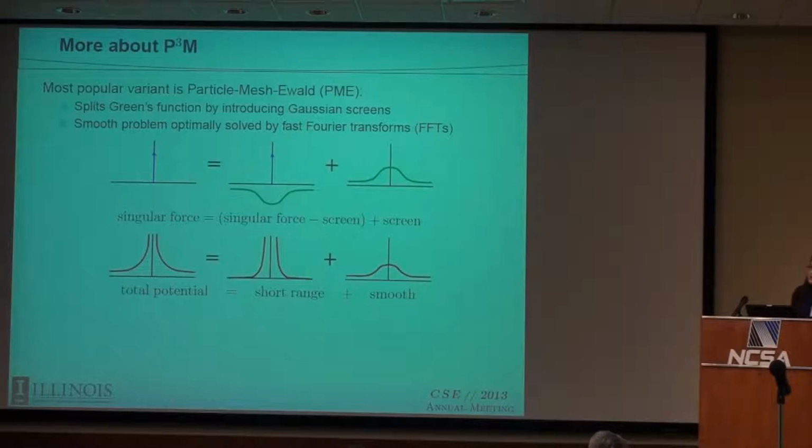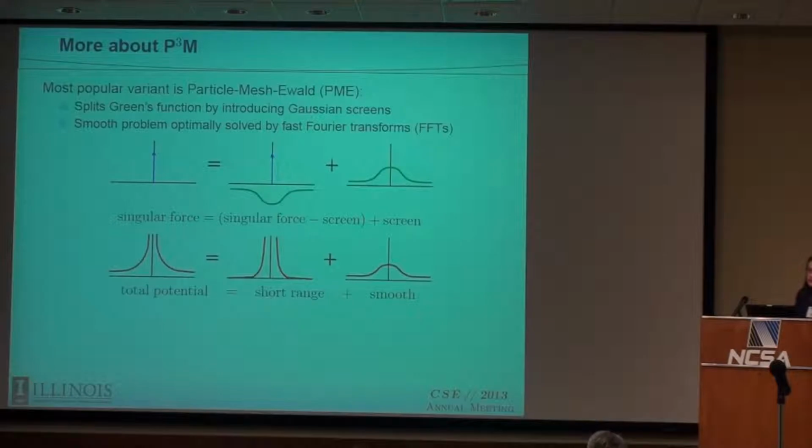So more about P3M then, since this is the framework I'm talking about. The most popular variant is the PME, the Ewald sum version of it. The way that it accomplishes this splitting of the Green's functions is by introducing Gaussian screens. Here we have a singular force, a delta function. If we add in this screen and also subtract it back out, we still have the original force we started with. But if you take the potential of these two things together, that's how you get this: a short-range thing that decays much more quickly than the original 1/r potential.